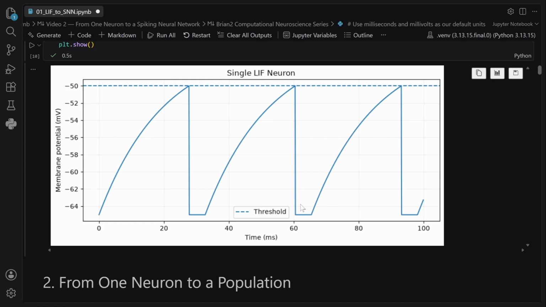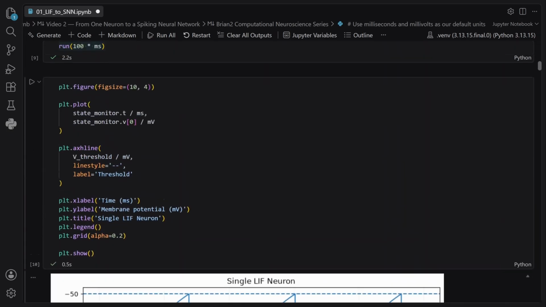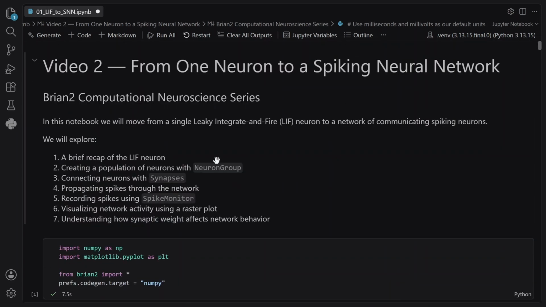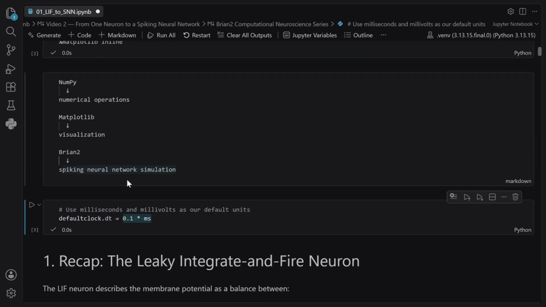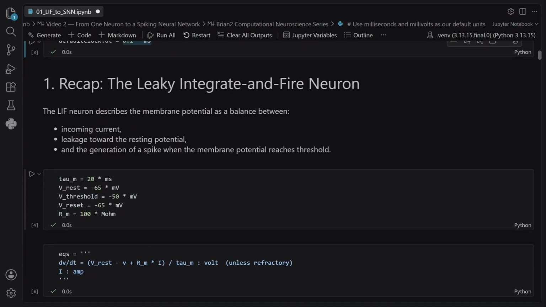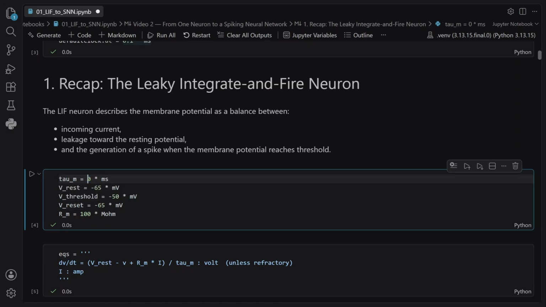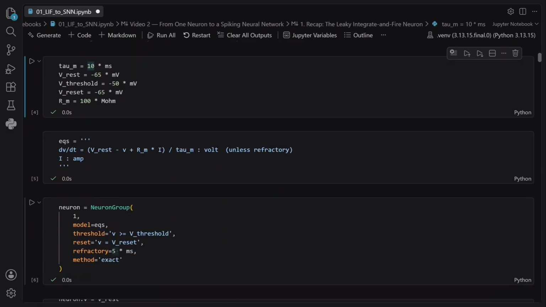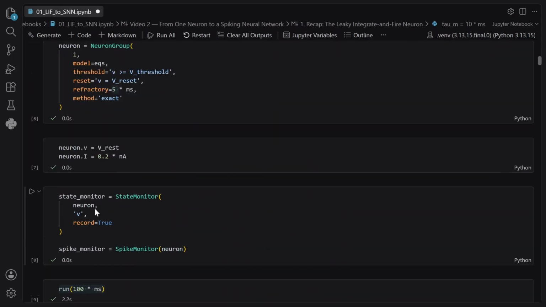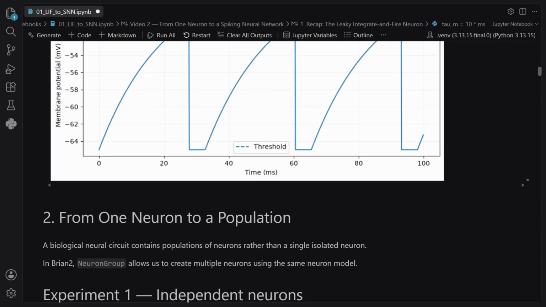Now let's create more than one neuron. I want to reset my original parameters. So set this back to 10 milliseconds. Run it. Okay.